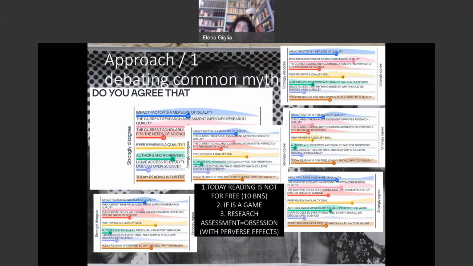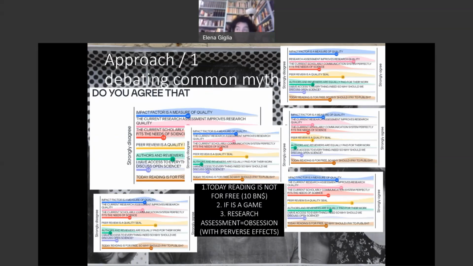I tried to give evidence. So in every slide they found the evidence: when I gave data or when I made a statement, there is the corresponding source. So today reading is not free. We actually pay $10 billion per year in subscriptions.